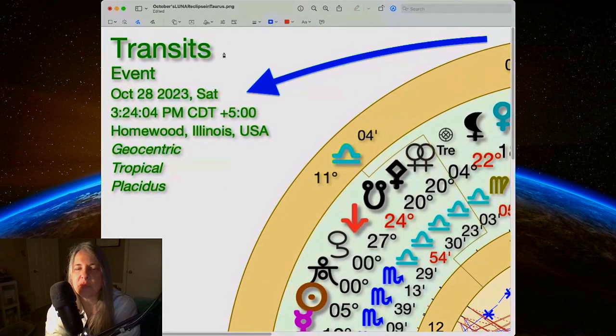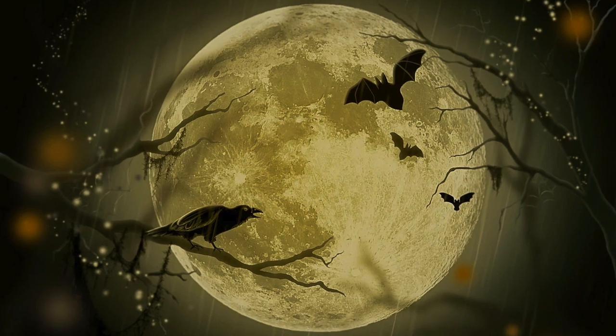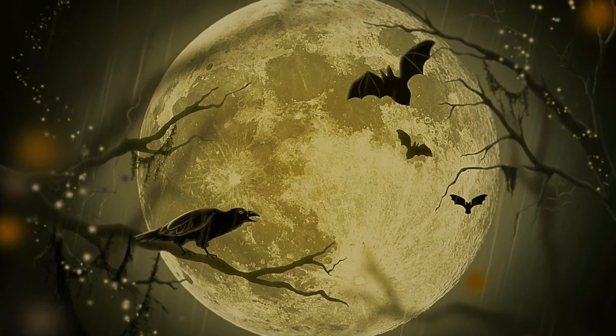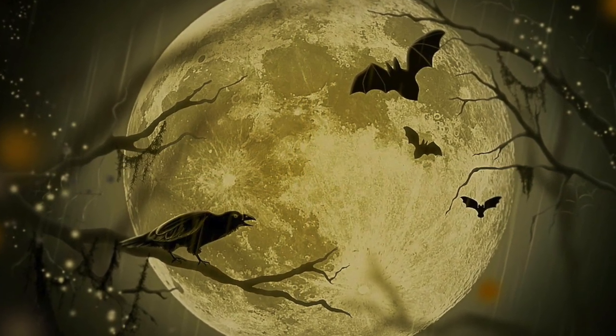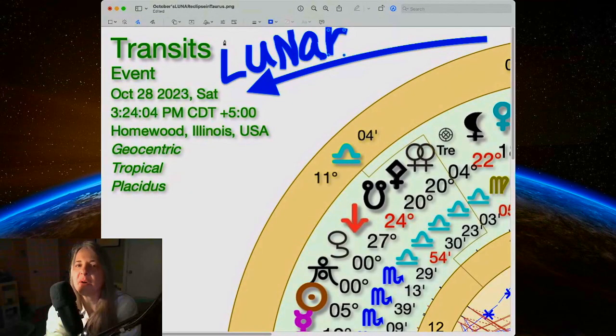This is a lunar eclipse. So when I say lunar, right away, what do you think of? The moon. And if you didn't think of it, well, now you do. Now you know. That's important. Everything we're going to talk about is important.